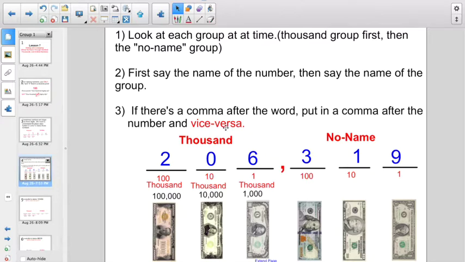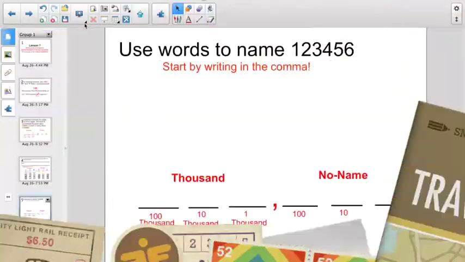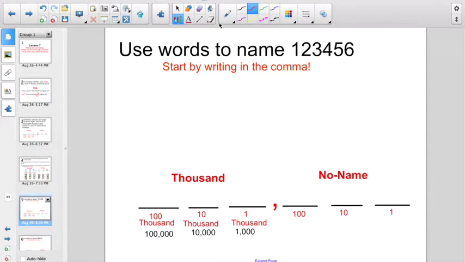So if you're writing digits, if there's a comma after the number, put in a comma after the word. So again, if we were reading this number here, I'd say the name of the number, 206,319. Because I don't say a group name for the no-name group. So we're going to see some problems like this today where it's going to ask us to start off using words to name this.